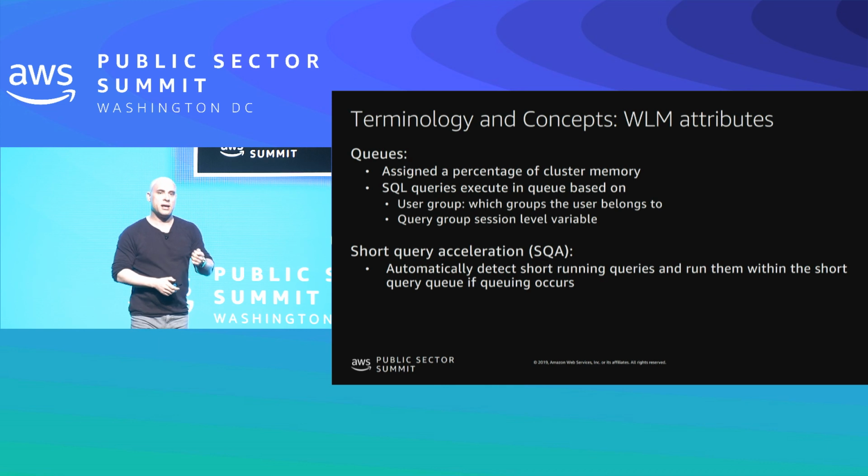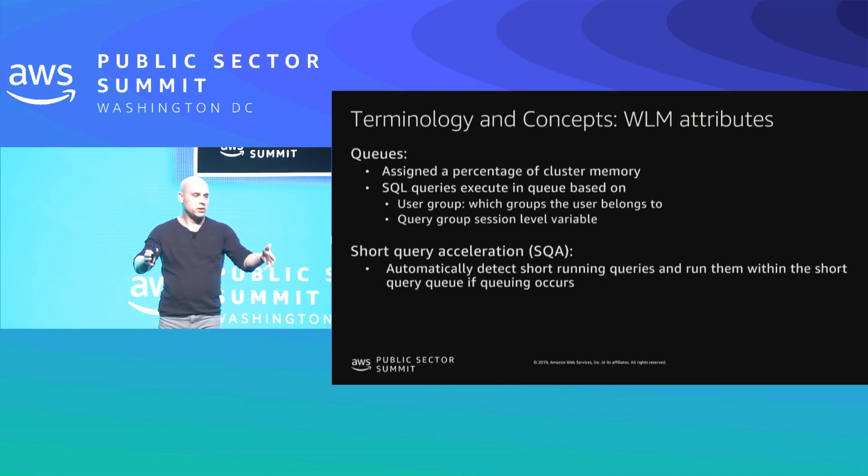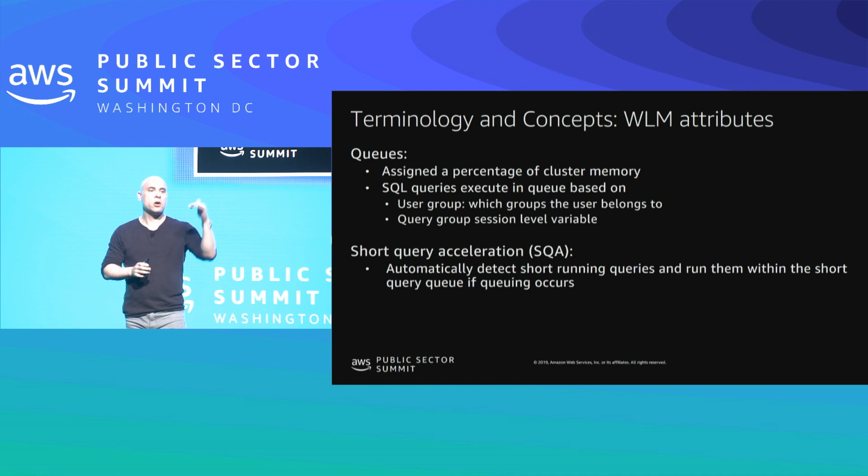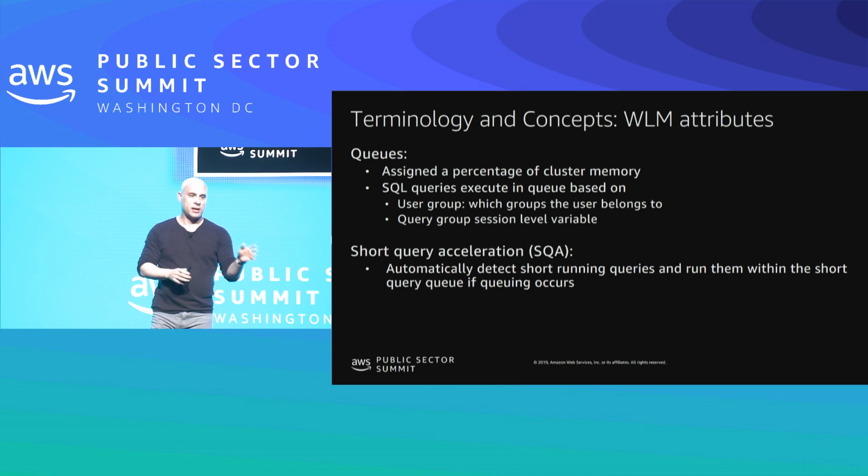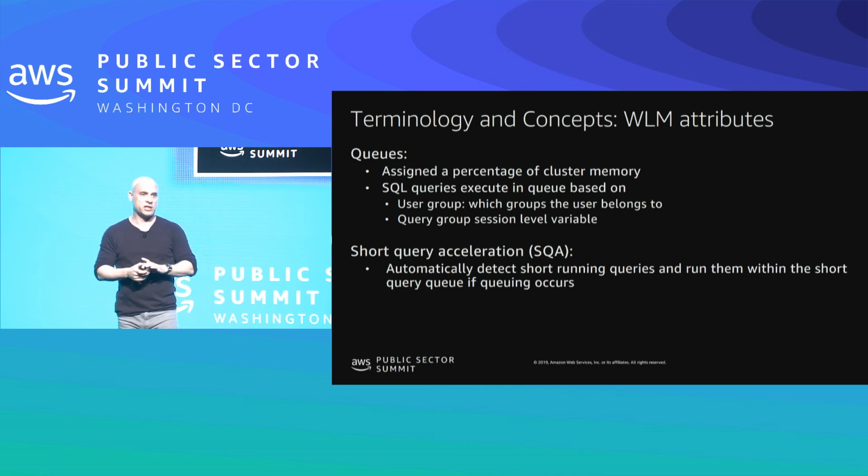What SQA does is it analyzes incoming queries. If the queue is full, it will look at the query and say, we know we can run this in a couple seconds. We will immediately run it anyway, even though your main queue is full. So it gets hopped into a different queue, the short query queue, which is kind of hidden off.